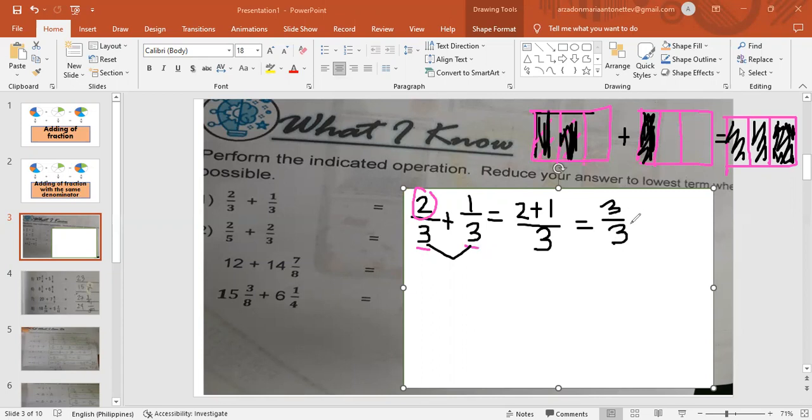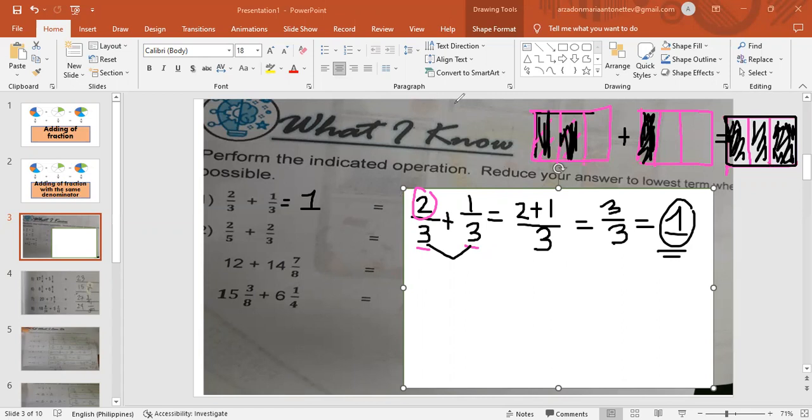3 divided by 3 is equal to 1. So now, the whole triangle is already shaded. That's why it's already complete. How many triangles is that? That is 1. That's why we got the answer: 2/3 plus 1/3 equals 1. That is our answer.